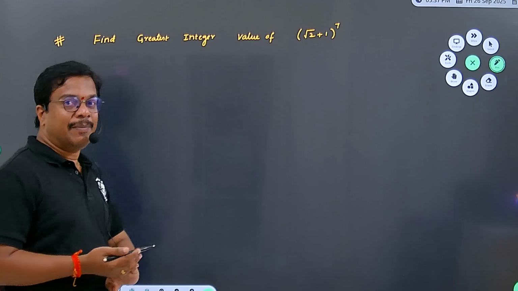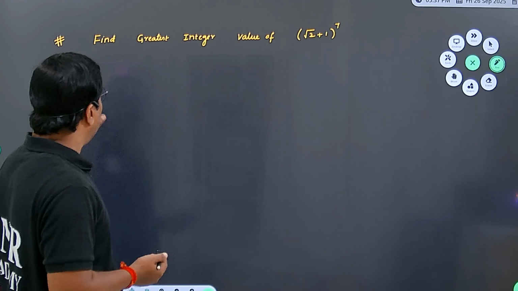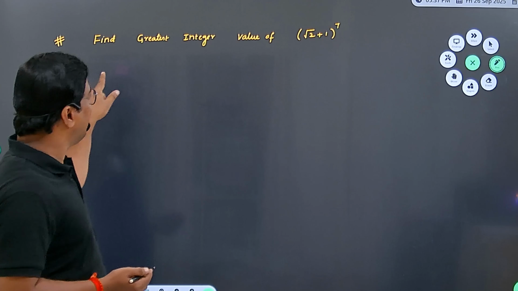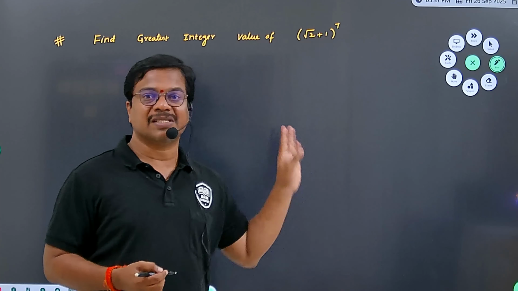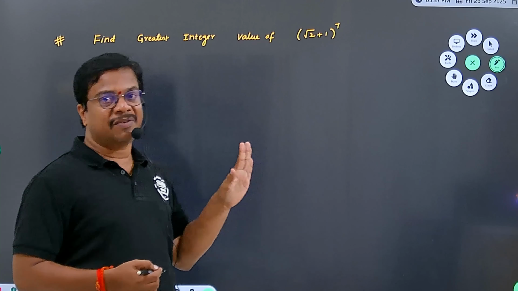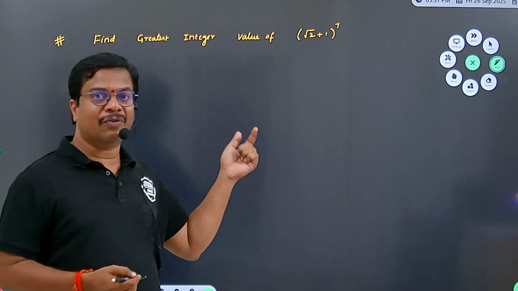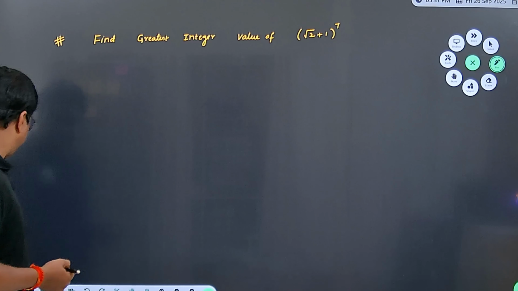Particularly from the topic binomial theorem, we are going to discuss now. And the application question, let us see here: find the greatest integer value of (root 2 plus 1) whole power 7. First we will discuss the concepts and then we go for the application question.